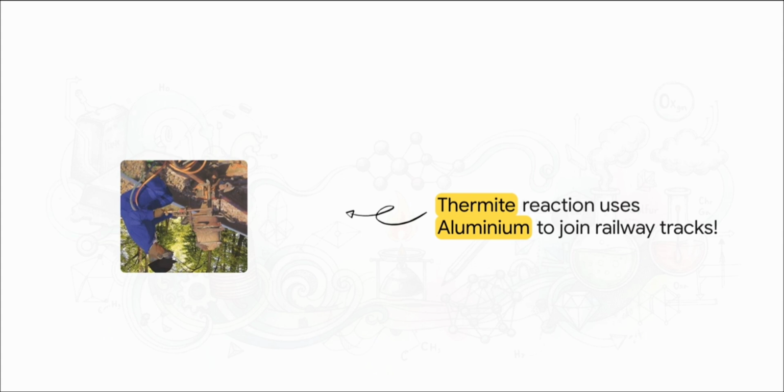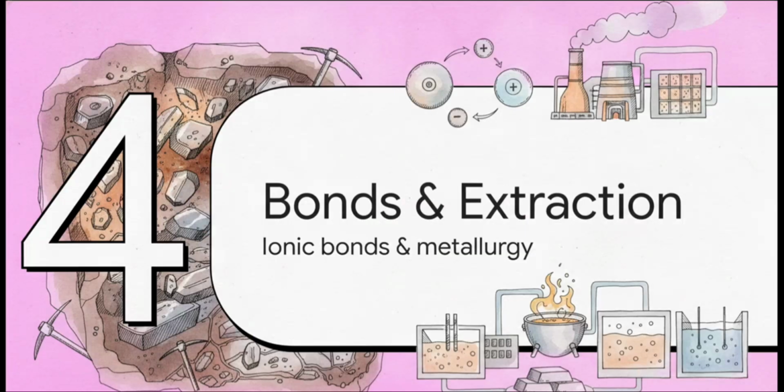This reaction is so intensely exothermic that the displaced iron is produced in a completely molten liquid state. We literally use this exact reaction right on the tracks to weld cracked railway lines back together. Let's tackle Section 4, ionic bonds and extraction.